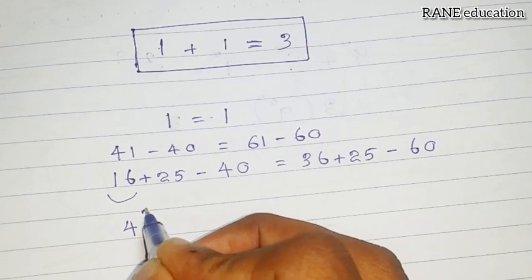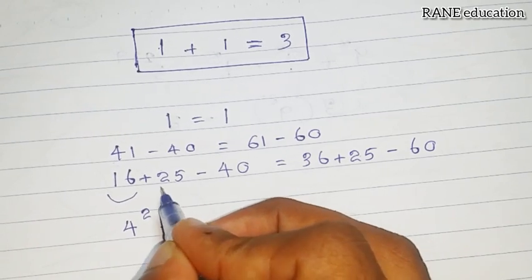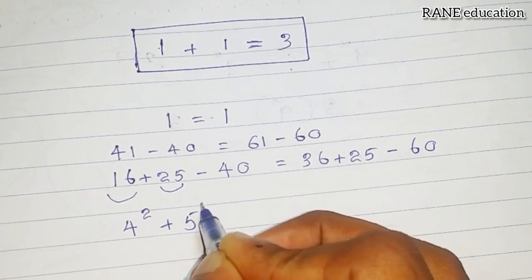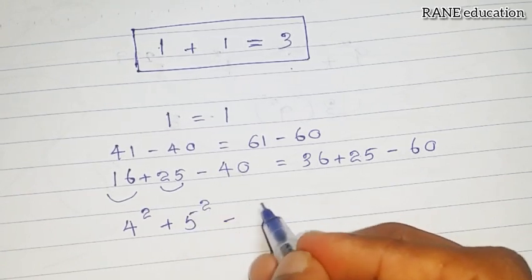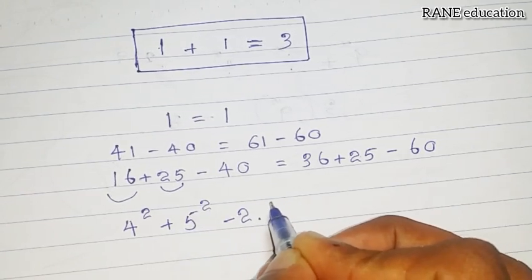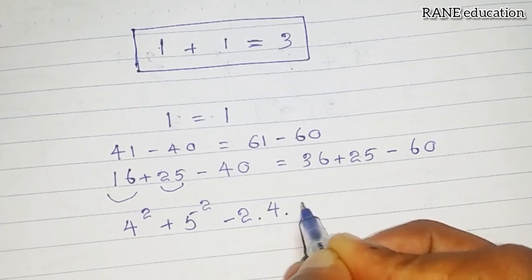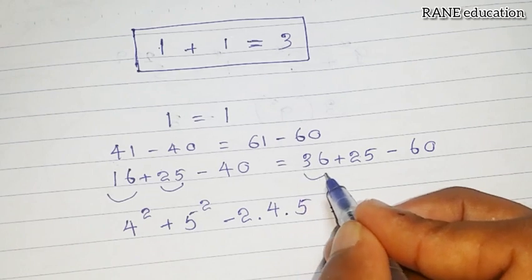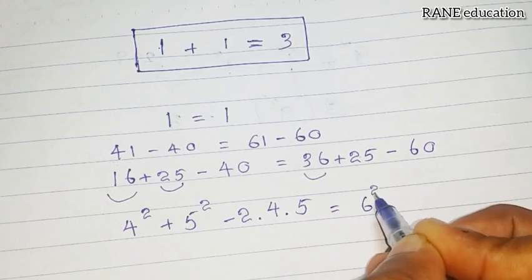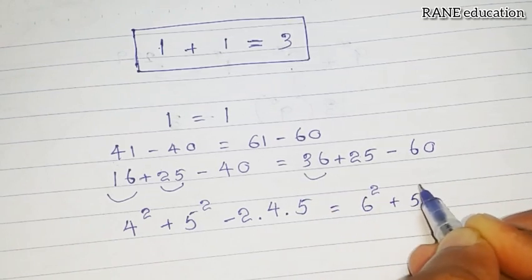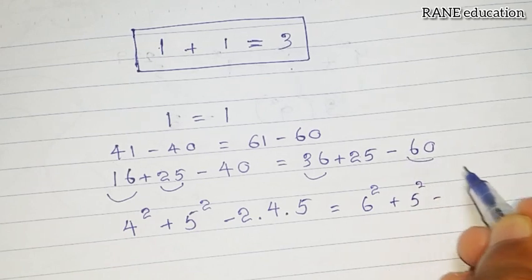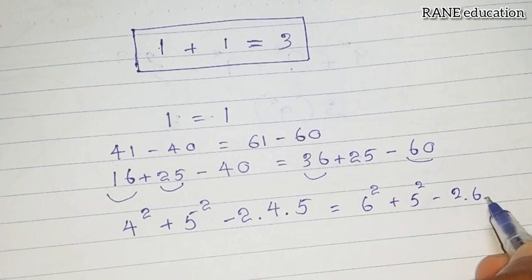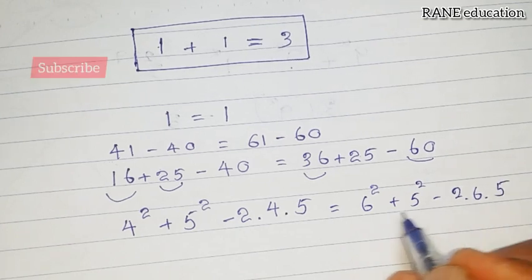16 equals 4 to the power 2 and 25 equals 5 to the power 2. This 40 you can write 2 times 4 times 5. 36 equals 6 to the power 2 and 5 to the power 2, minus this 60 we can write 2 times 6 times 5.